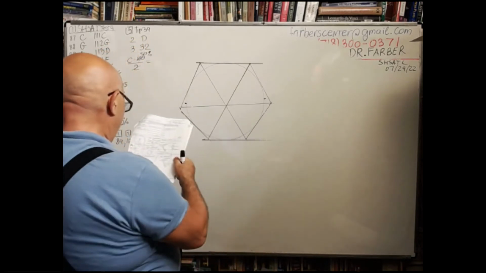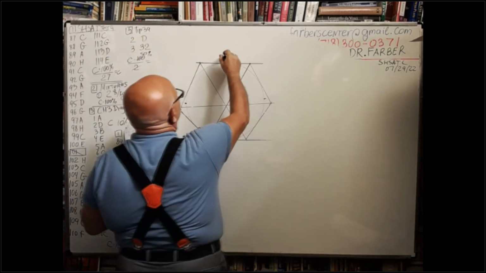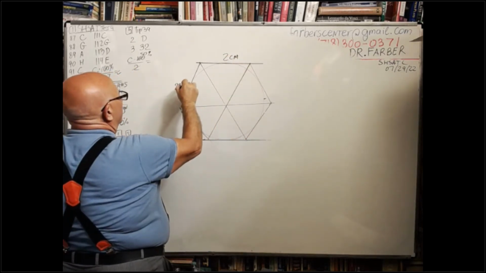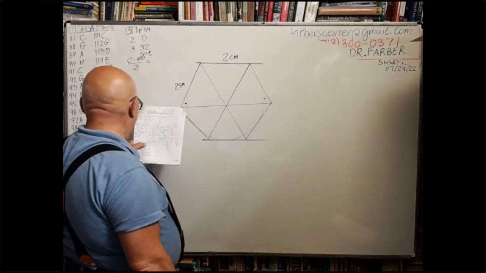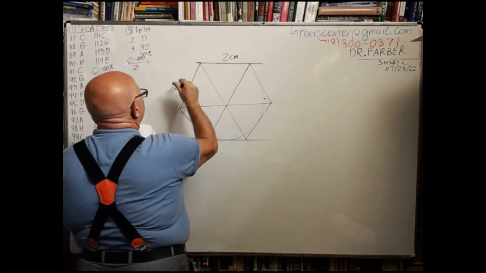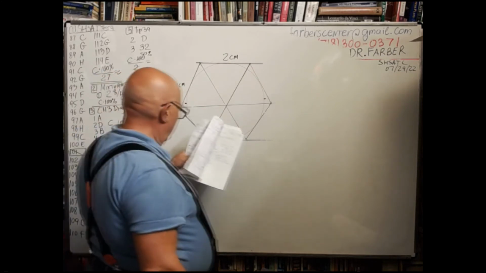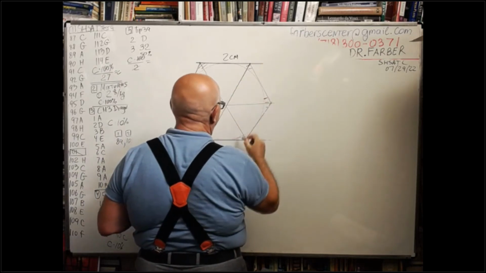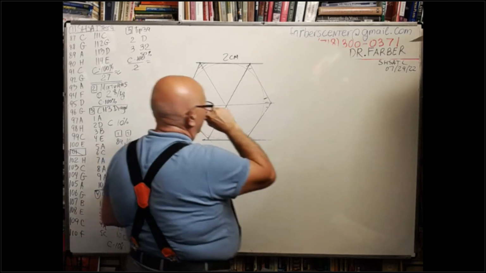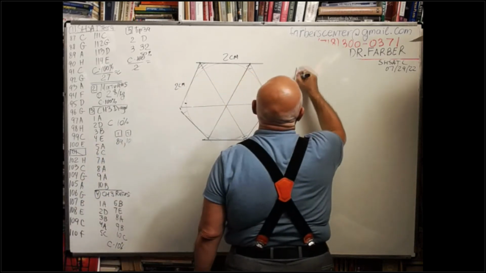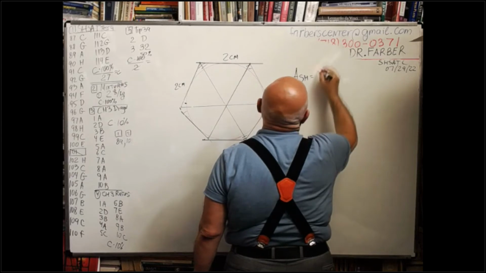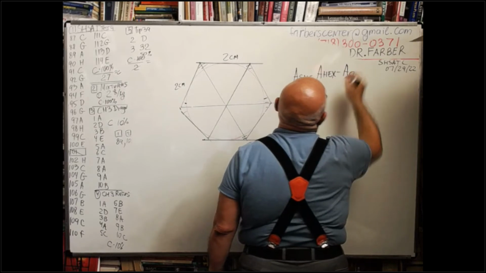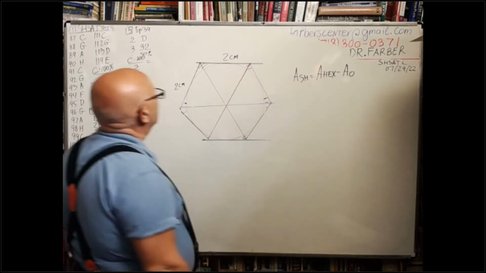Regular hexagon, the side length is 2 centimeters. What is a regular? All sides are the same, all angles the same. 2 centimeters. All sides 2 centimeters. Shaded area. The shaded area we have to find. Well, how to find the shaded area? Area shaded equals area of hexagon minus area of circle. That's my target. Okay.